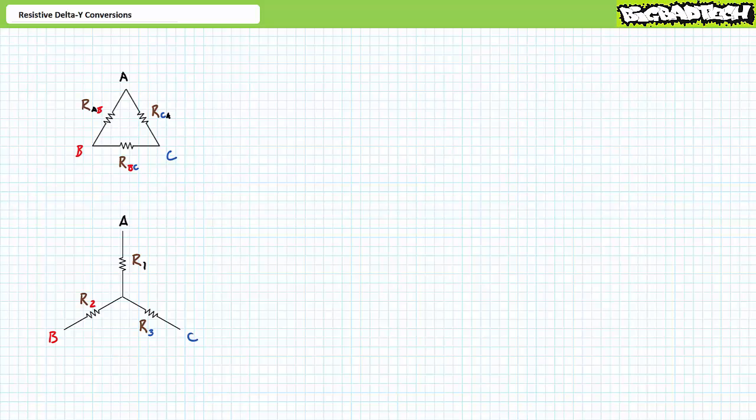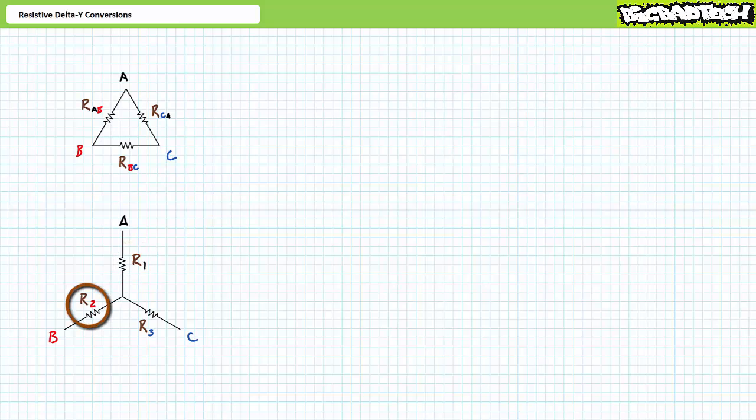A Y configuration, in contrast, is characterized by a centrally connected relationship with three resistance elements with three external nodes forming the shape of a Y. Start by assigning the nodes letters A, B, and C. Now differentiate between the three resistance elements by assigning them subscripts. I'll call the resistance element directly connected to node A R1.